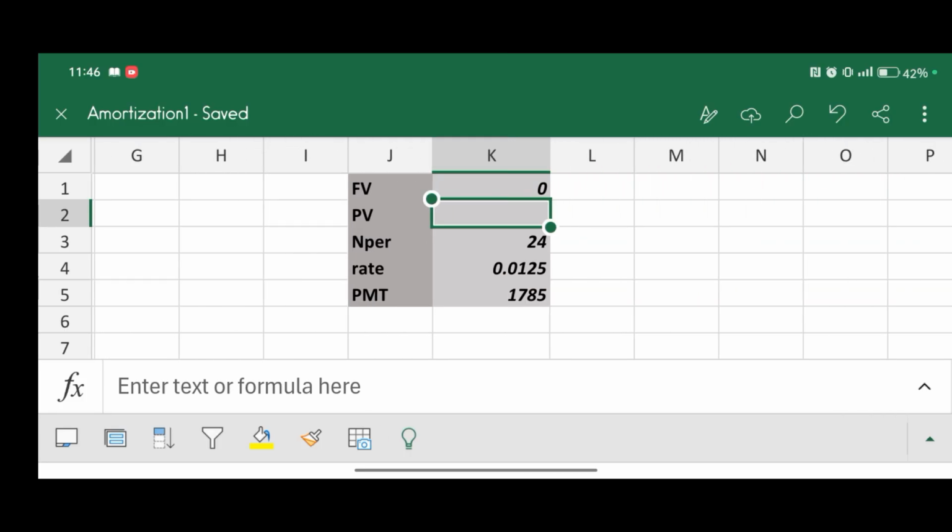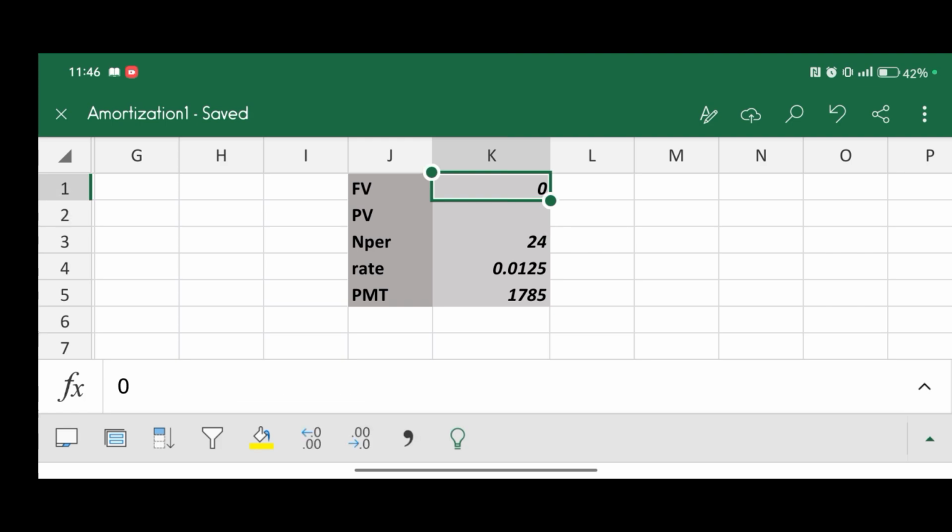So we are looking for the present value, which means that we find the value for this cell. Since there isn't a given future value, we put 0 in this cell. Next, we have the nper as the number of compounding periods, which is 2 years times 12, equal to 24. Then the rate. To get the rate, we divide the interest rate by the number of compounding periods per year, which is 15% divided by 12, equal to 0.0125. Then lastly, we have PMT as the regular payment, which is 1,785 pesos.